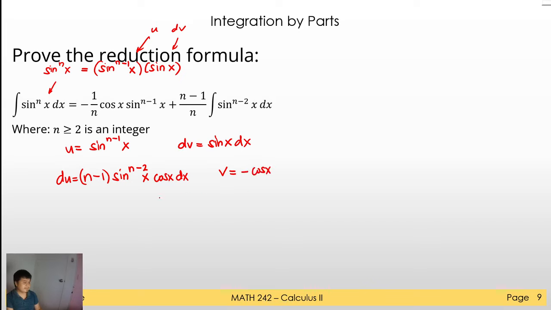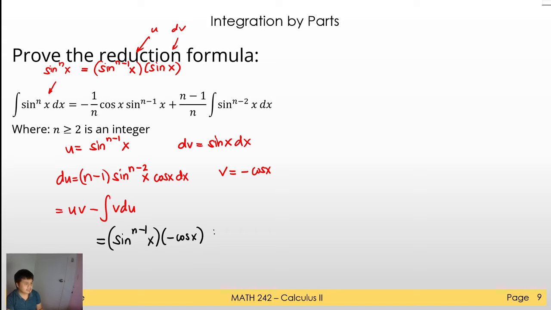Okay, so now, utilizing the formula, we have uv minus the integral of v du. This will be equal to sine raised to n minus 1 x, and then multiplied by negative cosine x, okay?